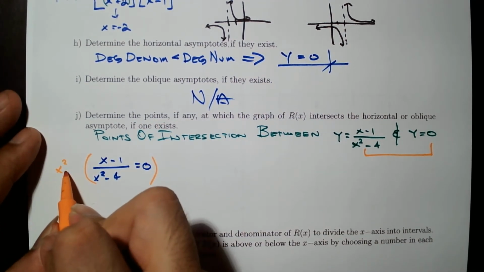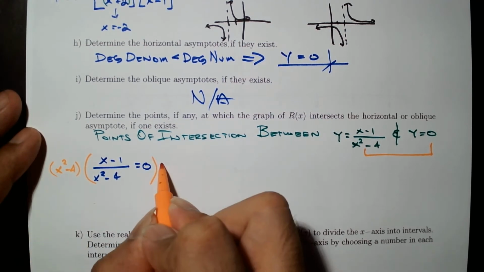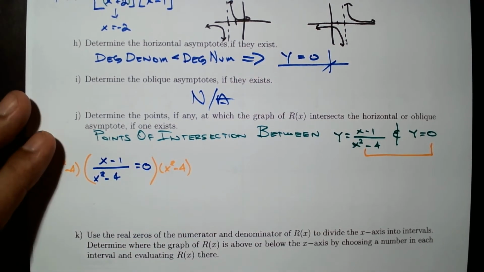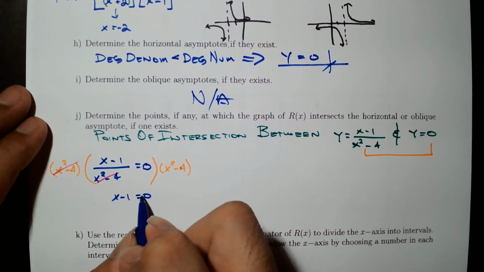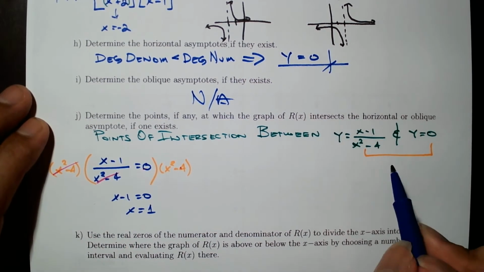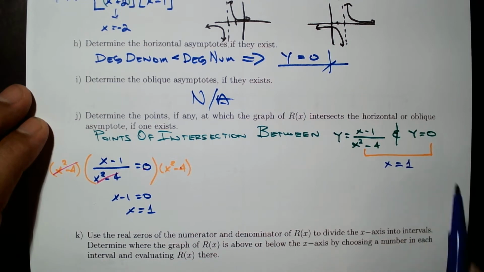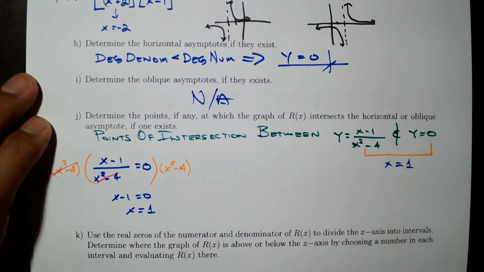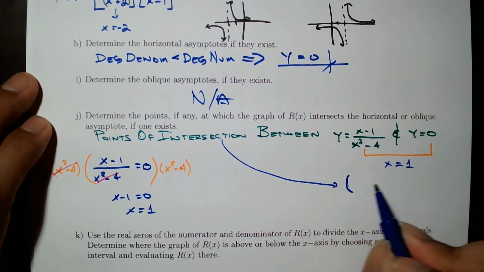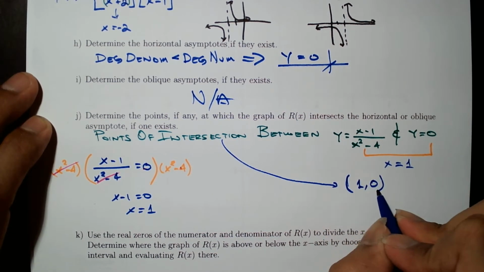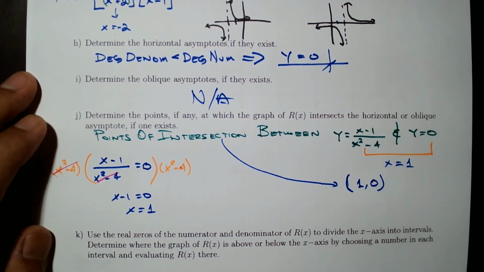Okay, so I'm going to multiply both sides by x squared minus 4. These two cancel, and 0 times that quantity is just 0. So I get x minus 1 equals 0, so x equals 1. So these two intersect at x equals 1. All right. And what's the point? The y value is simply 0, so the point is (1, 0). All right. So let's move on to the next section.